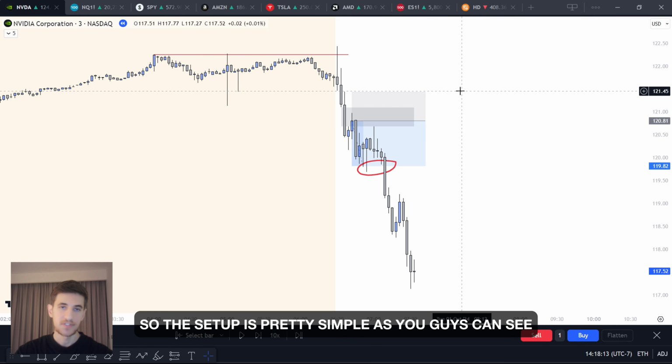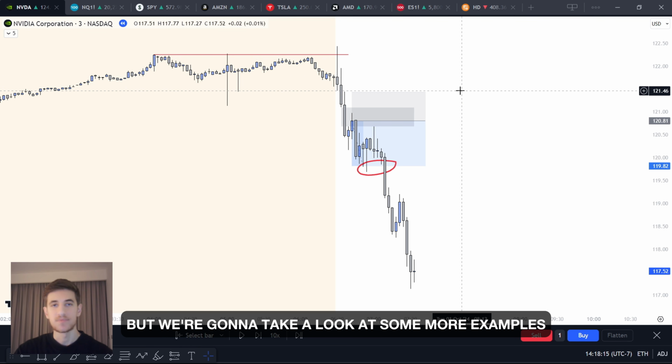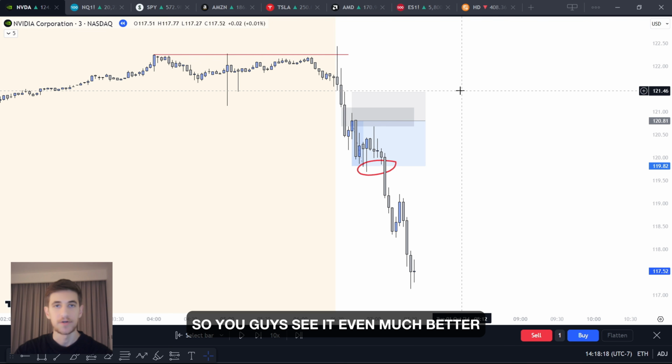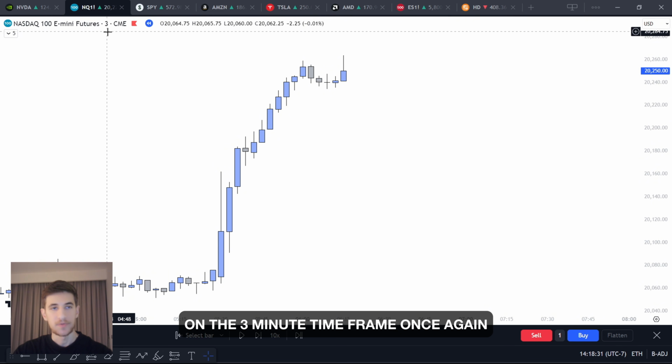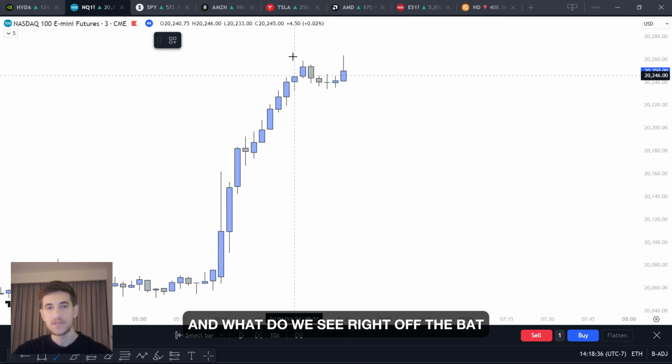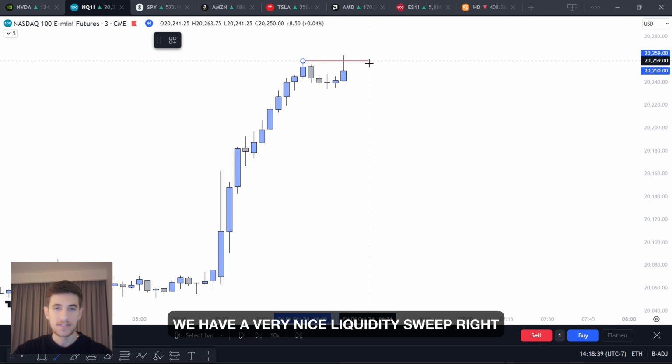So the setup is pretty simple, as you guys can see, but we're going to take a look at some more examples so you guys see it even much better. So here we are on NQ on the 3-minute time frame once again. And what do we see right off the bat? We have a very nice liquidity sweep, right?